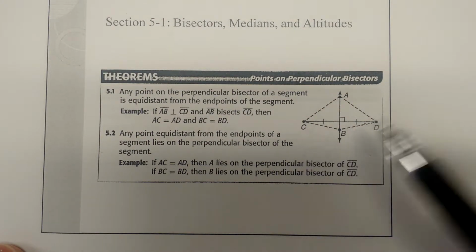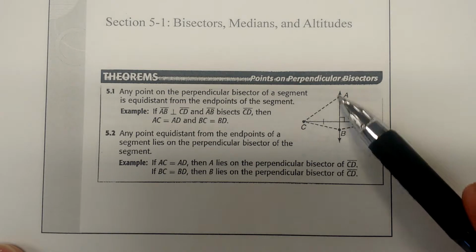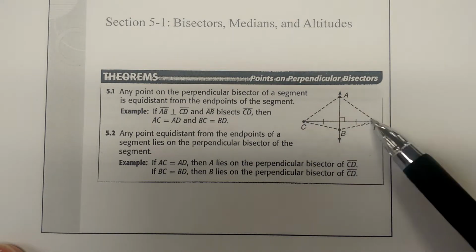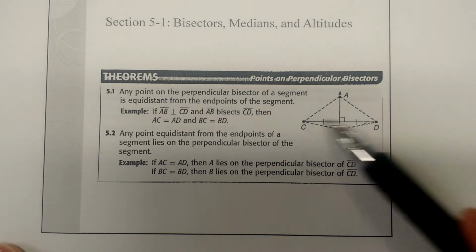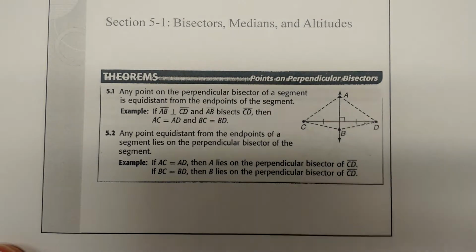So the first one is if you have a perpendicular bisector, every point on the bisector is equidistant from the endpoints. Or the reverse is, if you know your point is equidistant from the endpoints, it must be on the perpendicular bisector.